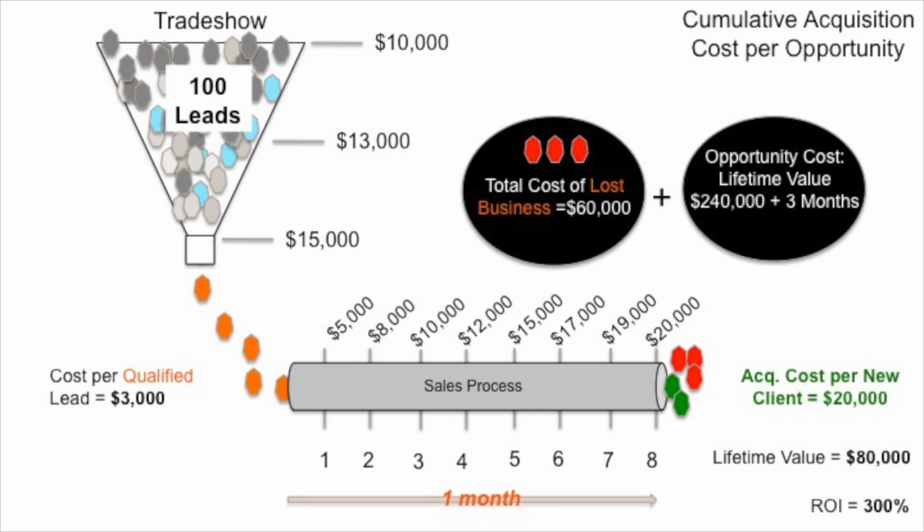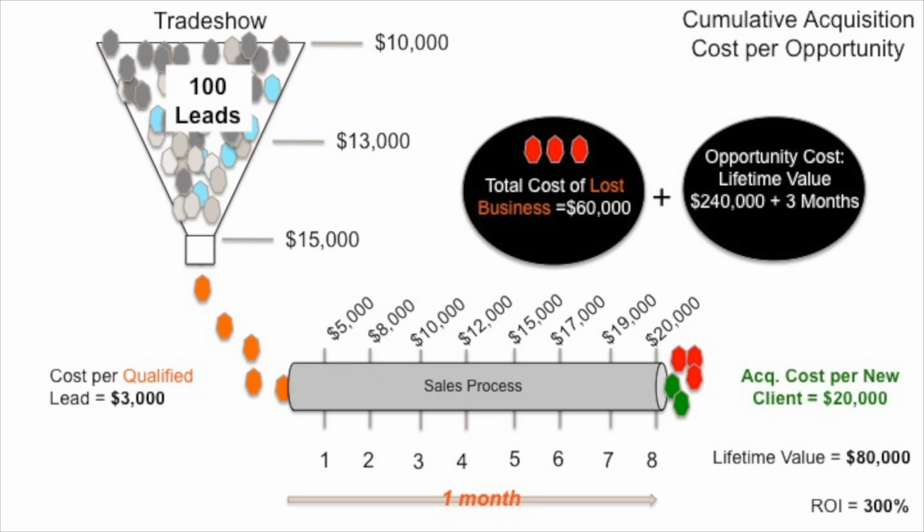So let me go through this slowly. You spend $10,000 at the trade show, but over the last month, let's say, you spent an additional $5,000 qualifying every single lead, and you've come up with 5 qualified leads. Now, the total cost is $15,000, which means your cost per qualified lead is $3,000. So let's take one of those leads, right?